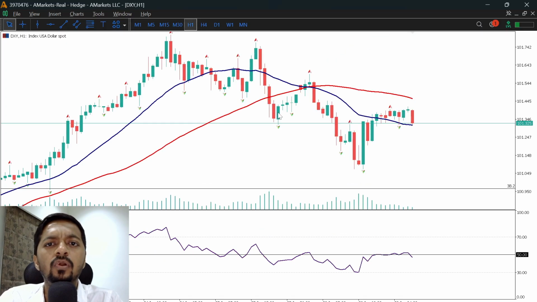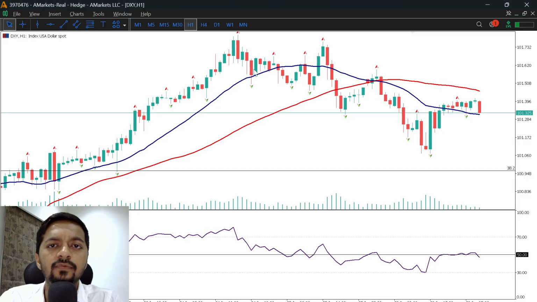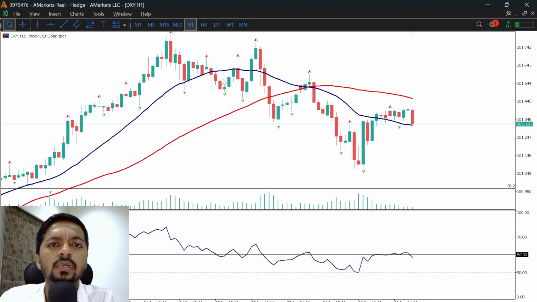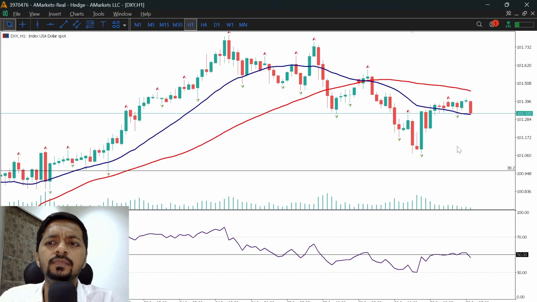If you look at the price behavior on the H1 time frame, there is a clear formation of lower highs and lower lows going on, indicating that the short-term trend is right now in a corrective phase. So we can expect further downward continuation. If price breaks down below 101, we can expect further downward continuation.